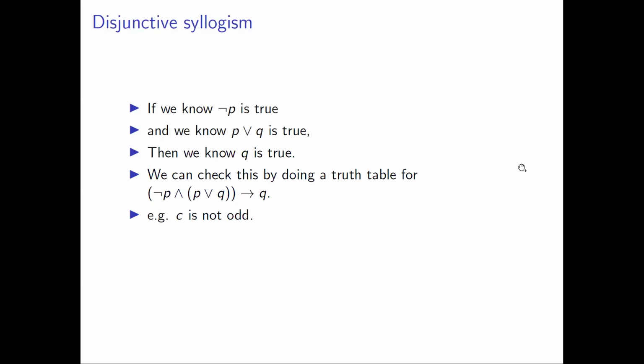For example, suppose we know that C is not odd. And suppose we also know that C is even or C is odd. Thus, we can conclude using disjunctive syllogism with the last 2 bullets that C is even.